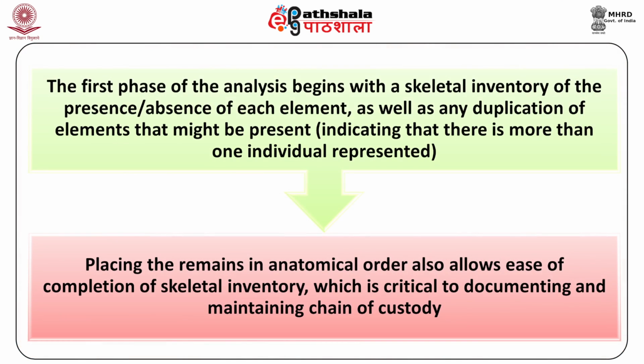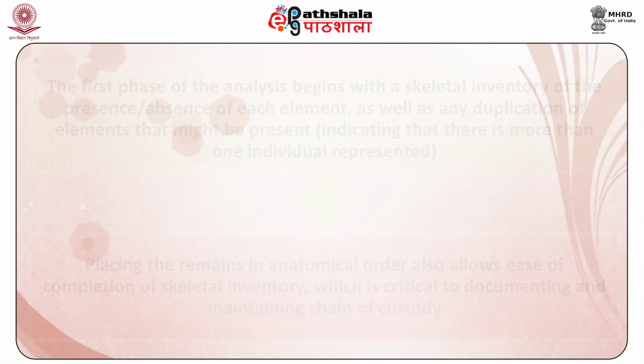The first phase of analysis begins with the skeletal inventory of the presence or absence of each element, as well as any duplication of elements that might be present, indicating that there is more than one individual represented. Placing the remains in anatomical order also allows ease of completion of the skeletal inventory, which is critical to documenting and maintaining the chain of custody.